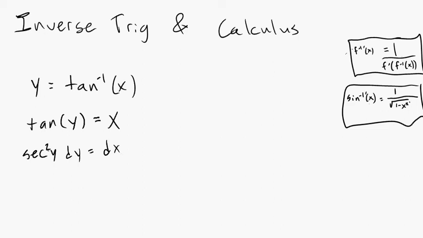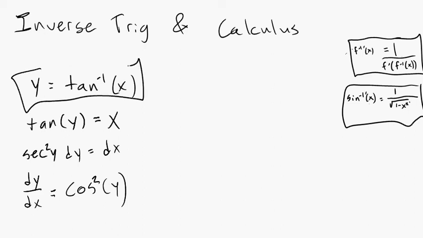Now, we're trying to find dy/dx, so let's divide both sides by dx, and then multiply both sides by cosine squared y. So then the derivative we're looking for equals cosine squared of y, and up here we can see that y is tangent inverse of x. So we're looking for cosine squared of tangent inverse of x.